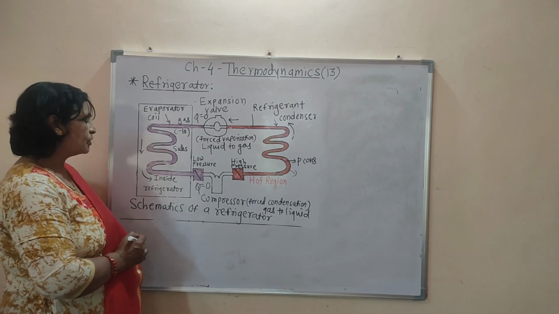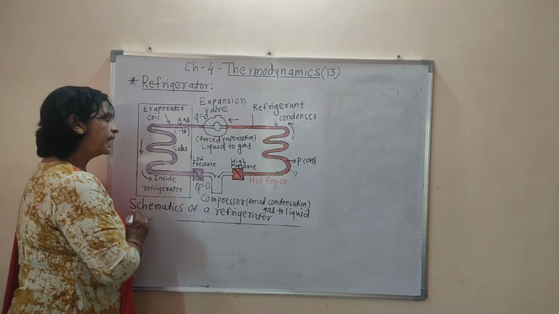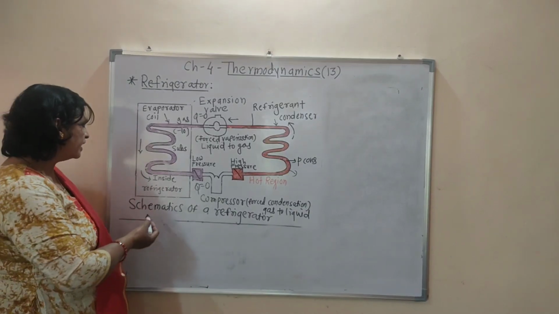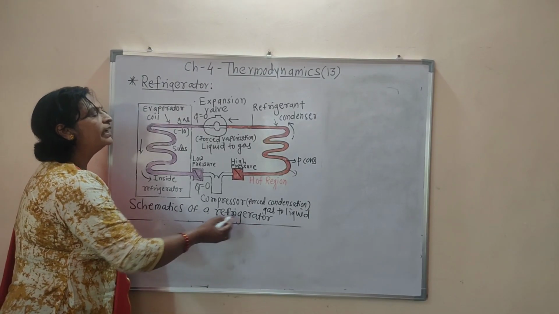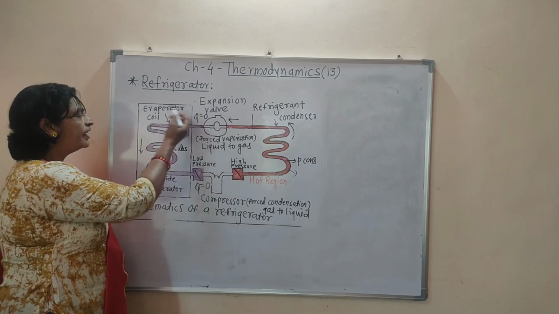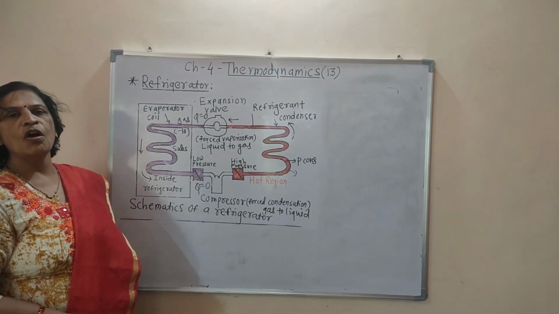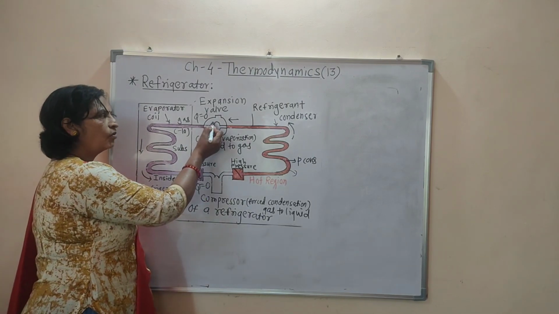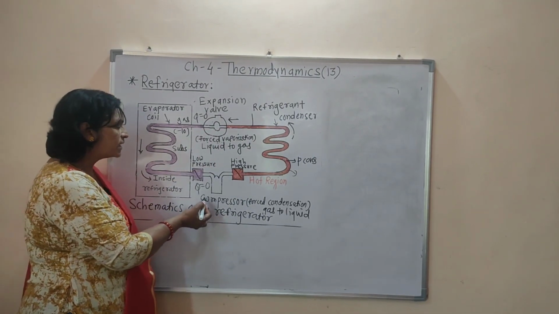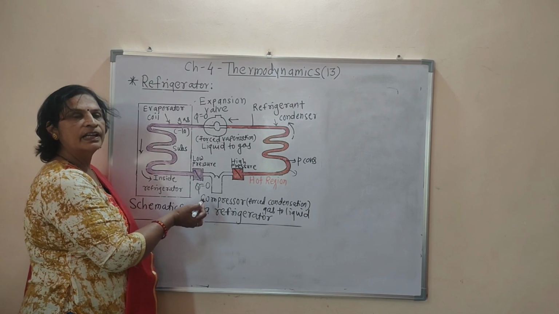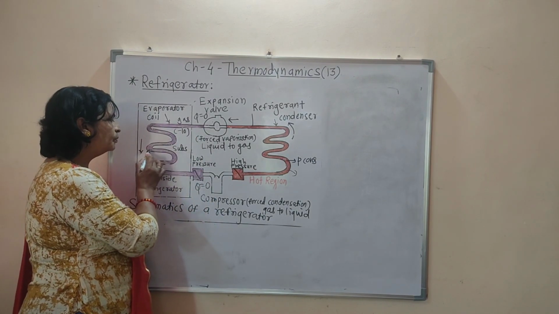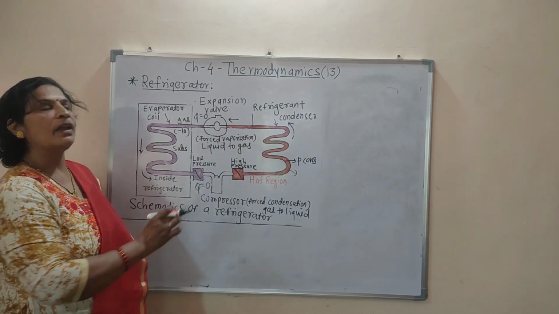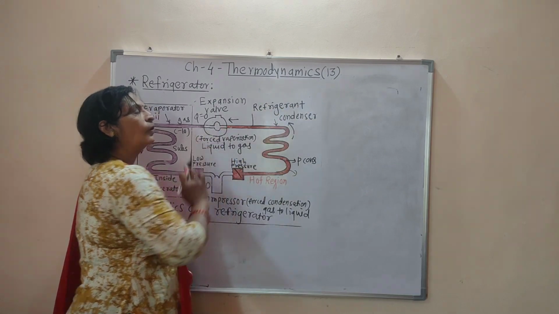Then we have to study the mechanism of the refrigerator. For that, we have to consider the schematic of a refrigerator. This refrigerator consists of three main parts. First is the expansion valve. Second is the compressor. And third is a closed tube, or a coil, through which a refrigerant is flowing.